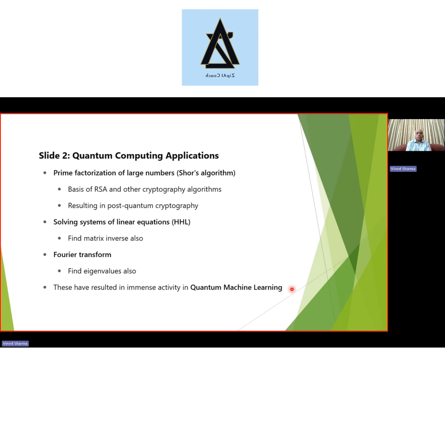But if we use the above algorithms of quantum computers, then we can indeed solve those machine learning algorithm problems much faster. And therefore, there is an intense activity in quantum machine learning as well. We will study quantum machine learning in module 2 of this series.